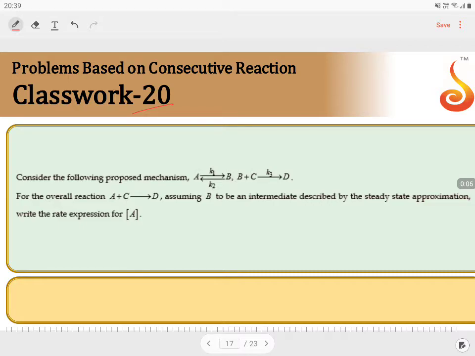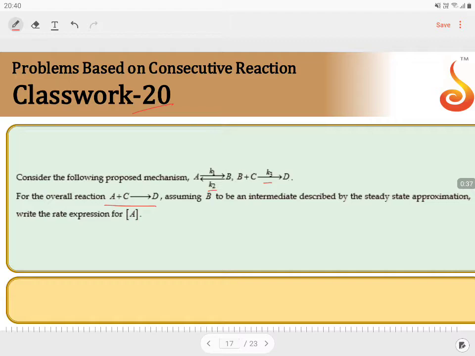Question number 20 is based on consecutive reactions. Consider the following mechanism, in which A is in equilibrium, reversible, with B with forward rate constant K1 and backward rate constant K2, and B plus C gives D with a rate constant K3. For the overall reaction, A plus C gives D, assuming B to be an intermediate described by the steady state approximation, write the rate expression for A.